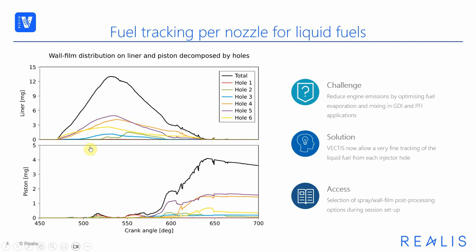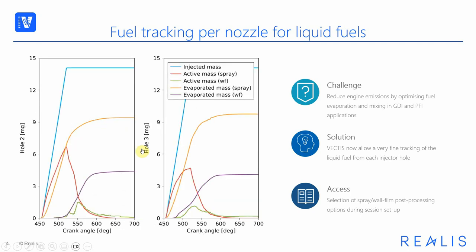This graph provides an example of the type of statistics that can be found in the report file, where the wall film distribution on both the liner and the piston, decomposed by the holes from which the fuel comes from, is shown. Individual holes' contribution to the various surfaces' wetting are thus available. Finally, a mass balance extracted from the report file for two holes, here hole 2 and hole 3, shows the injected mass, the active mass in the spray and wall film, as well as the total evaporated mass from the wall film and from the spray. This provides a detailed insight into each nozzle contribution towards the overall mixture.